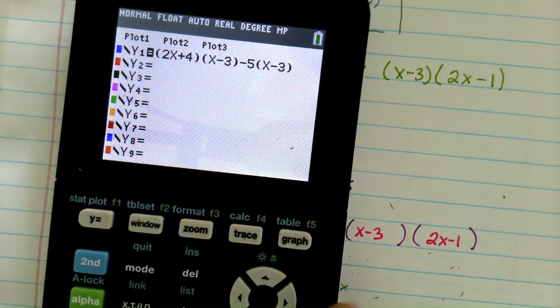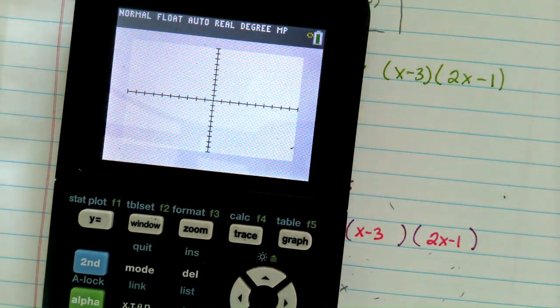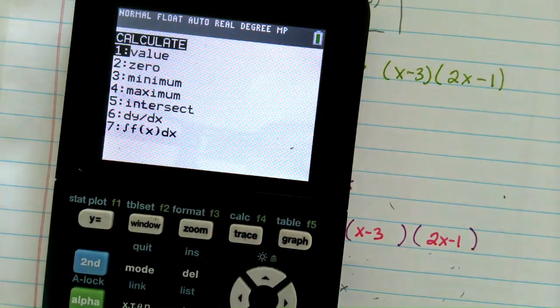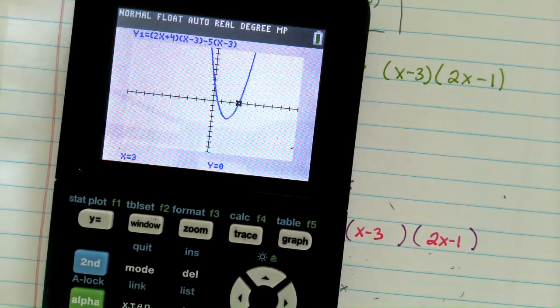Okay, so I have it exactly as it was written in the expression. Graph it. Okay, so we can definitely see it crosses at 3, and if you're ever worried about it, use that calculate menu, but I'm going to choose number 1 instead of number 2, and see how it has a flashing cursor. So I'm going to type 3, and it did.